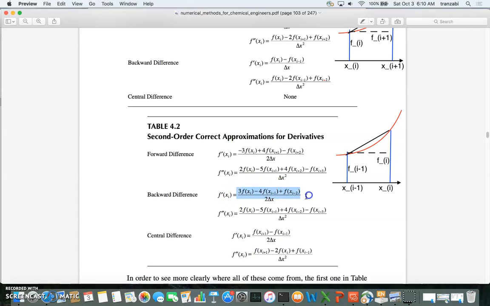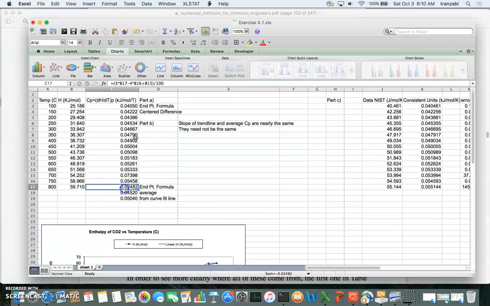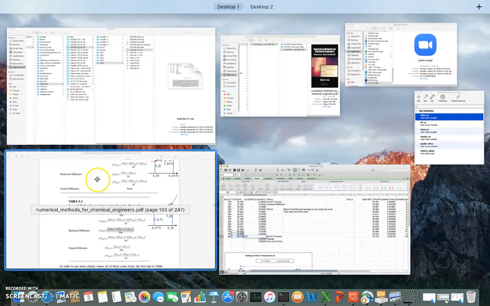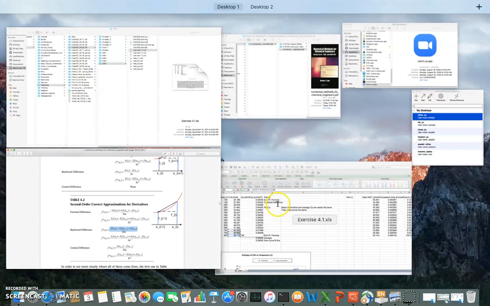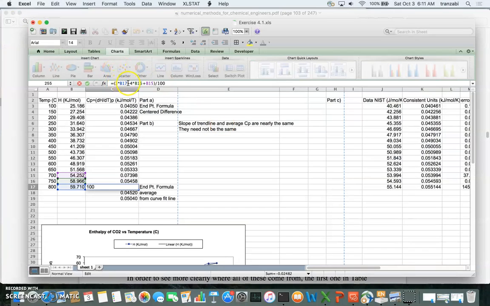Okay? So we're going to use this equation for the last point, and that's what I have here. 3 times the current cell minus 4 times the previous cell, and then plus the cell with distance of 2 delta x from the current point. And that's exactly this equation, like 3 minus 4 plus 1, divided by 2 del x, right? And del x is 50, 2 del x is 100. All right, so that's the end point.